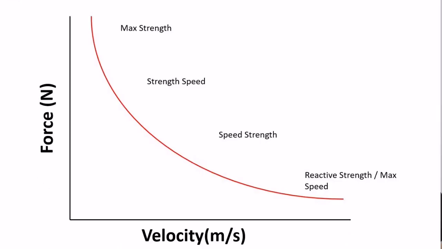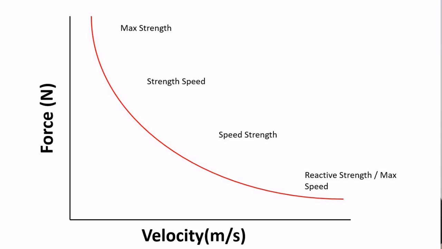Now let's take a look at the different strength qualities. This is a force velocity curve graph. When force is high, velocity is low, and vice versa. At the far end of the force component is maximum strength, which is the highest amount of force we can generate. Next is strength speed.